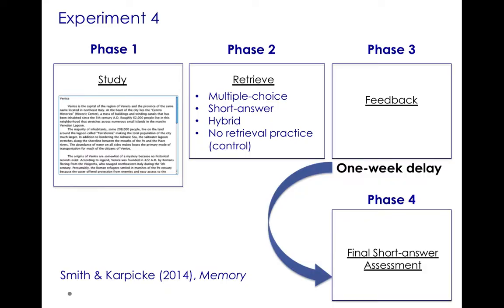The full design of the experiments looked like this, and this is one example among a set of experiments. During the first phase, students studied some information on the screen. It was just like what you would take out of a textbook. Then they practiced retrieval, and in this experiment, the students either answered questions in the multiple choice format, in the short answer format, in the hybrid format, or we had a fourth control group that didn't practice retrieval so that we could compare to see how much retrieval practice was benefiting learning compared to just reading the information.